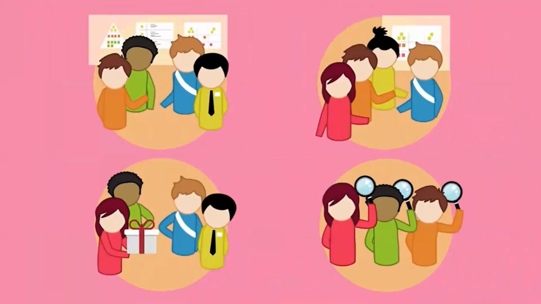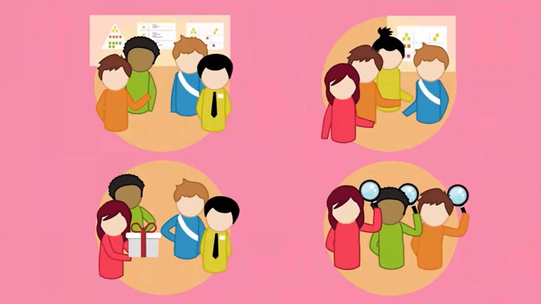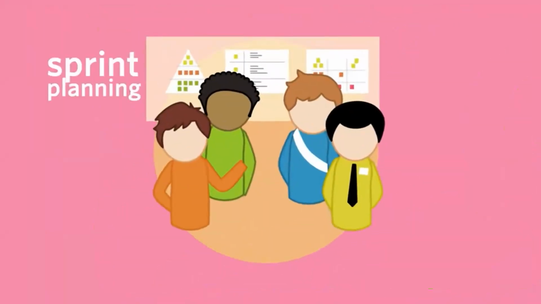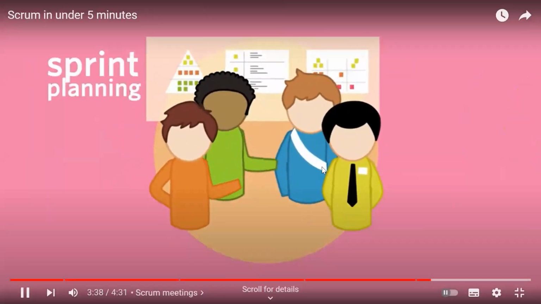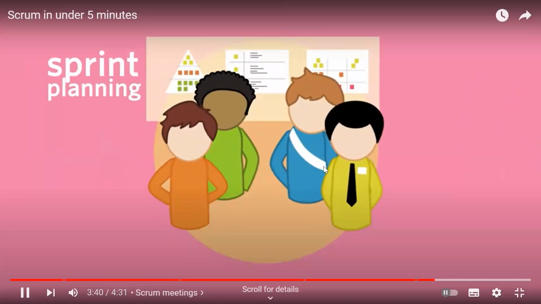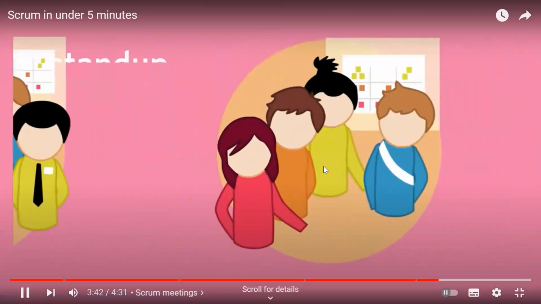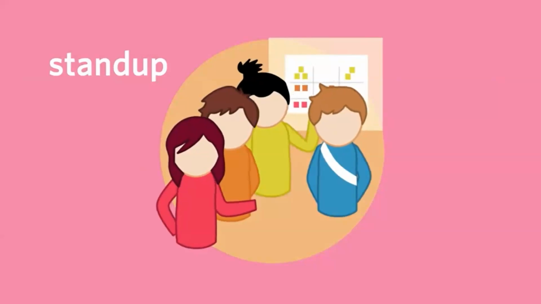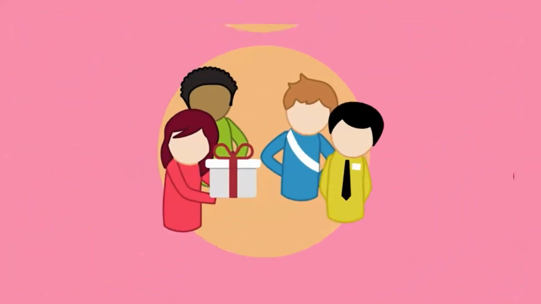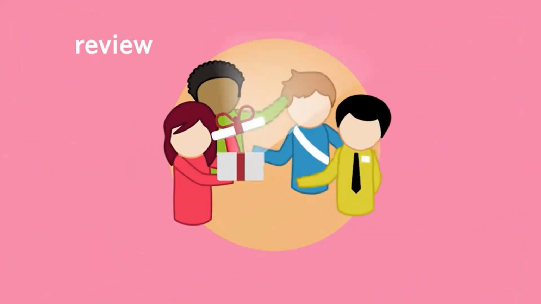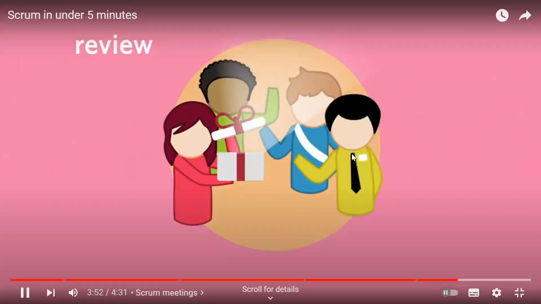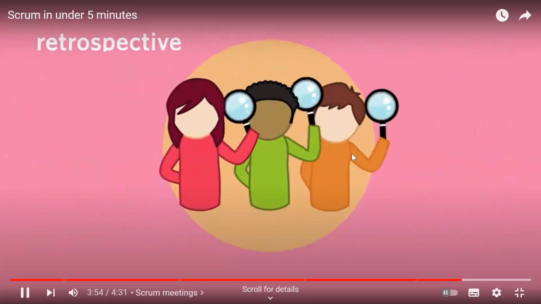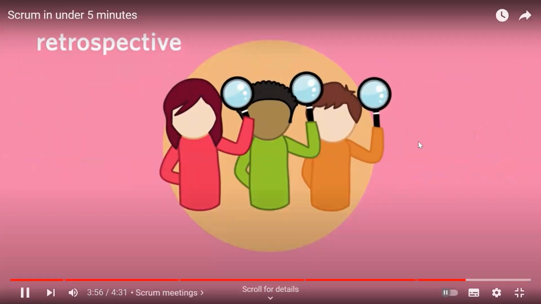Then there are 4 meetings. First, the sprint planning meeting. What exactly are we going to achieve during this sprint, and who's doing what? Next, the stand-up. Is everything going according to plan, and are we going to make it? The third meeting is the review, during which you deliver your results and receive feedback. The last meeting is the retrospective. You look back on the process and reflect on what you can improve as a team for the next sprint.